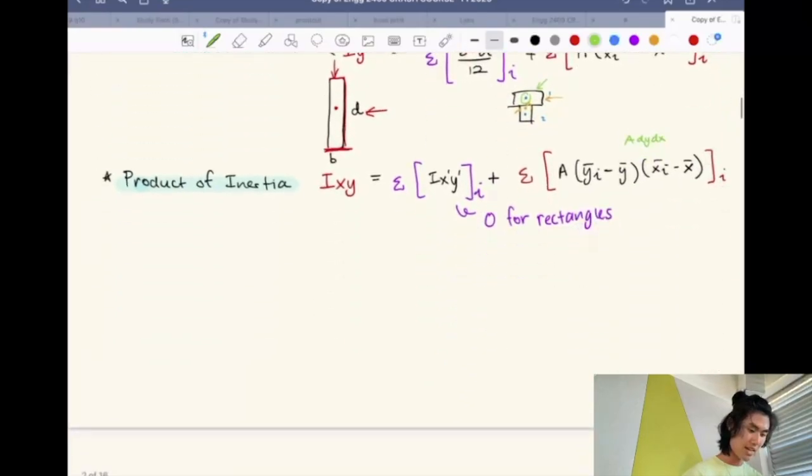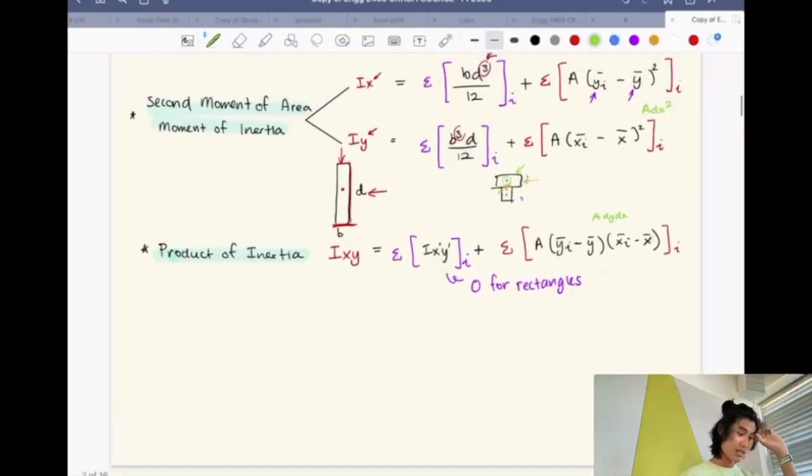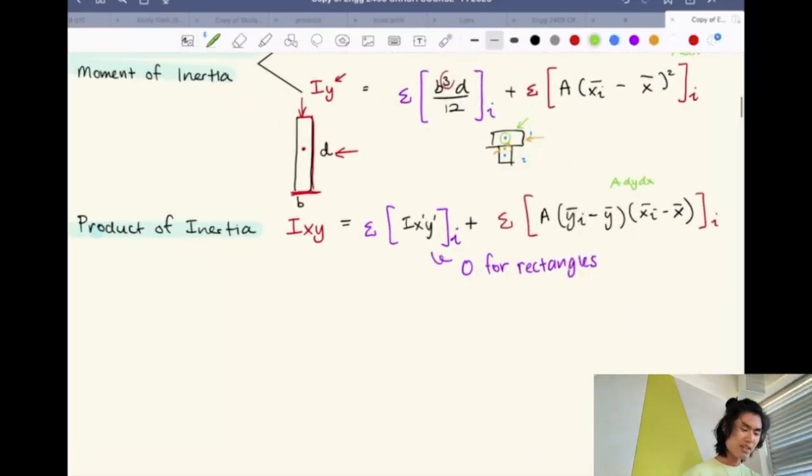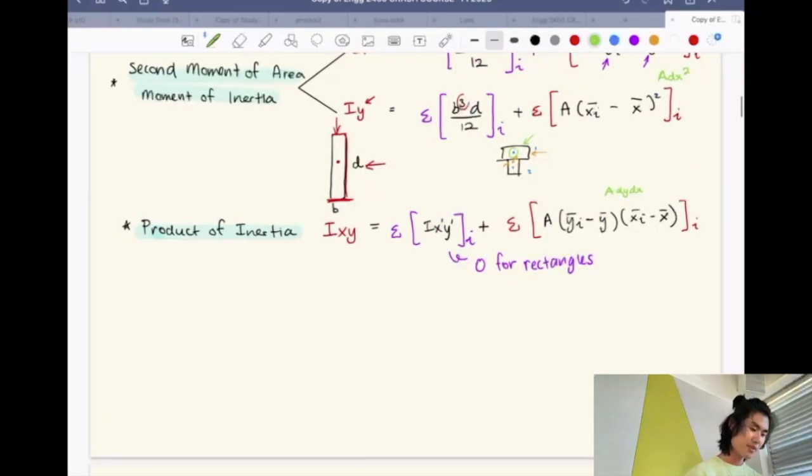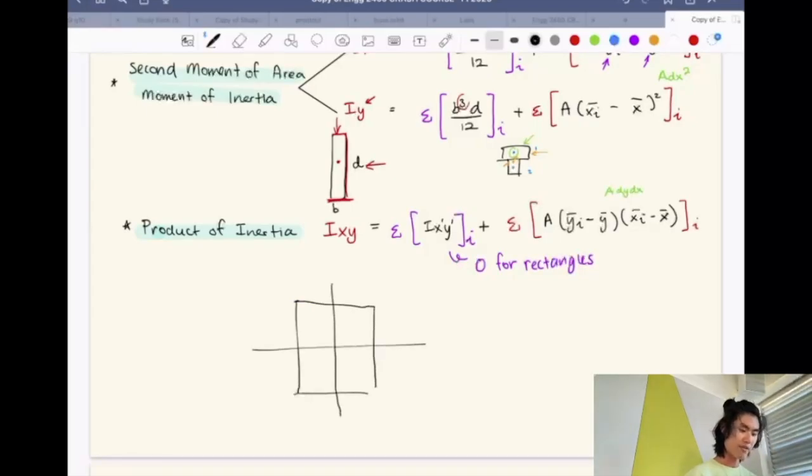And the product of inertia is the last one you kind of need to learn. It's usually 0 for rectangles, but the only part where it becomes a bit trickier is where you have to shift it as well. You won't really need to use it in a question, but it's good to understand why some shapes have 0 product of inertia. If you have a rectangle, then you have a centroid, right? So let's say this is your centroid.